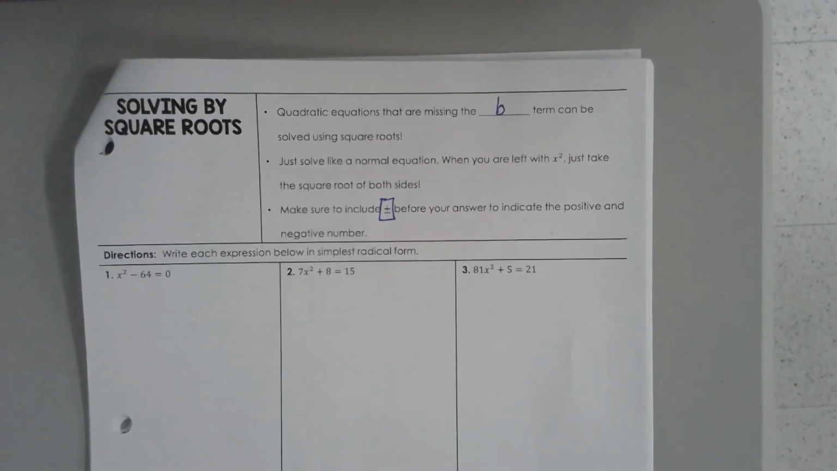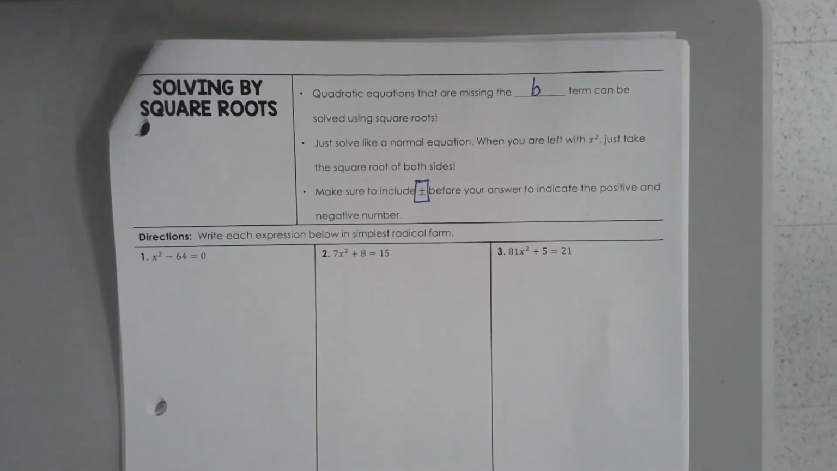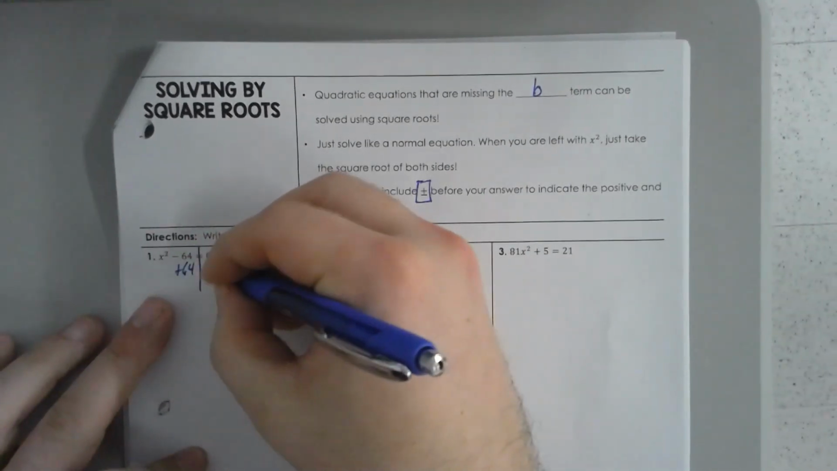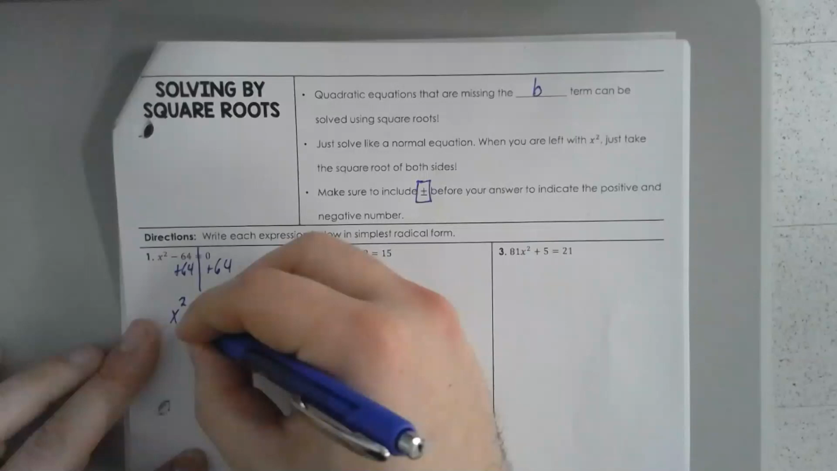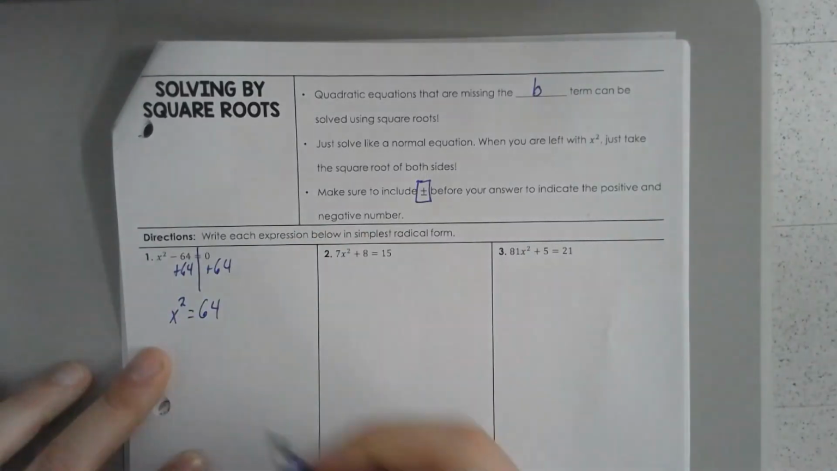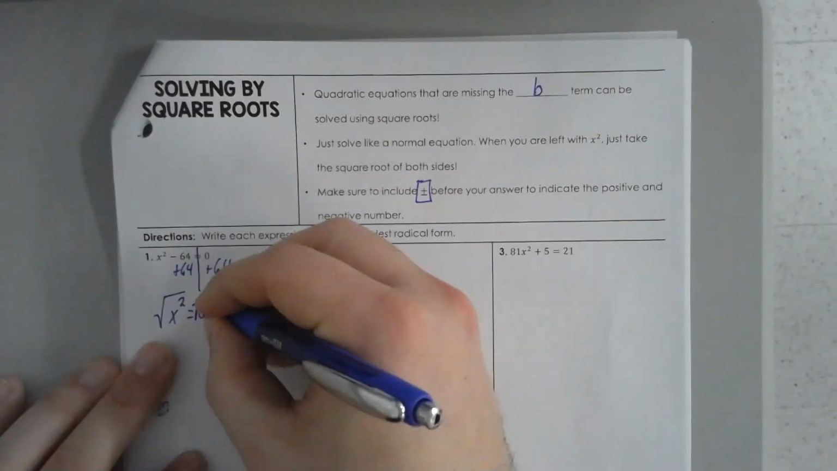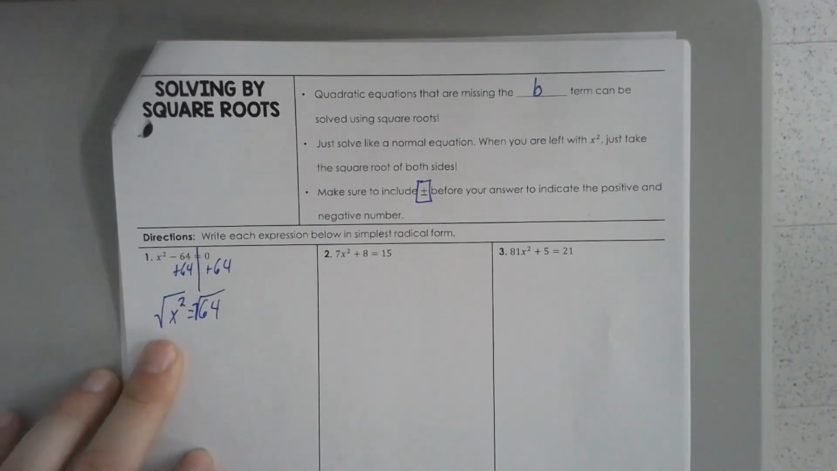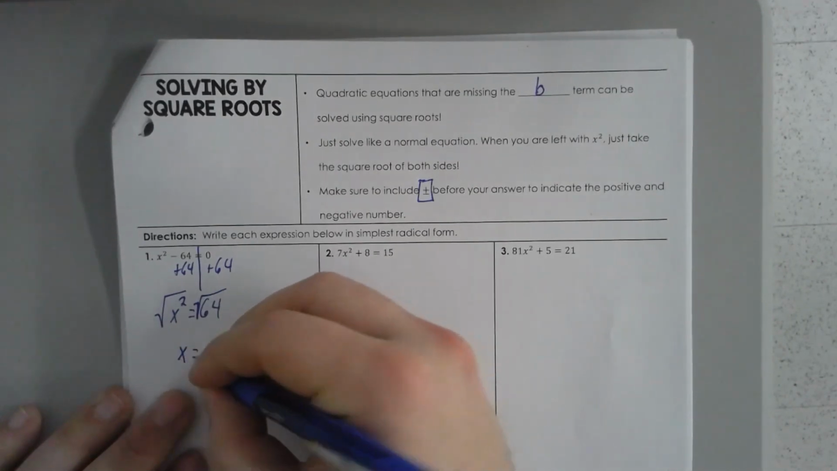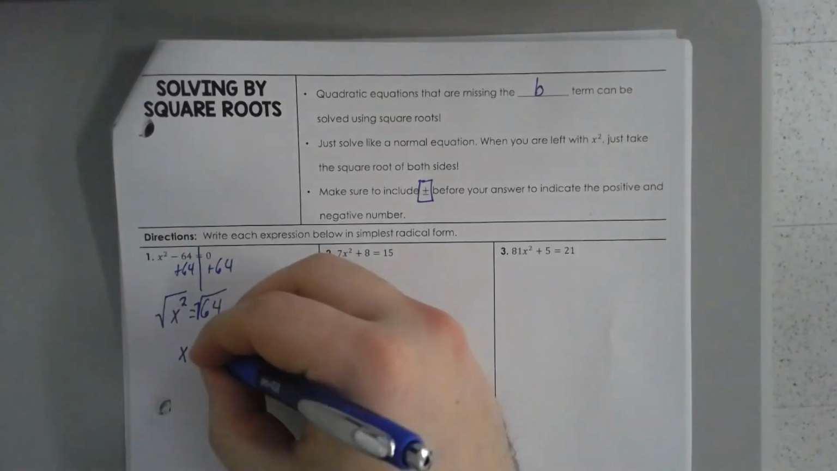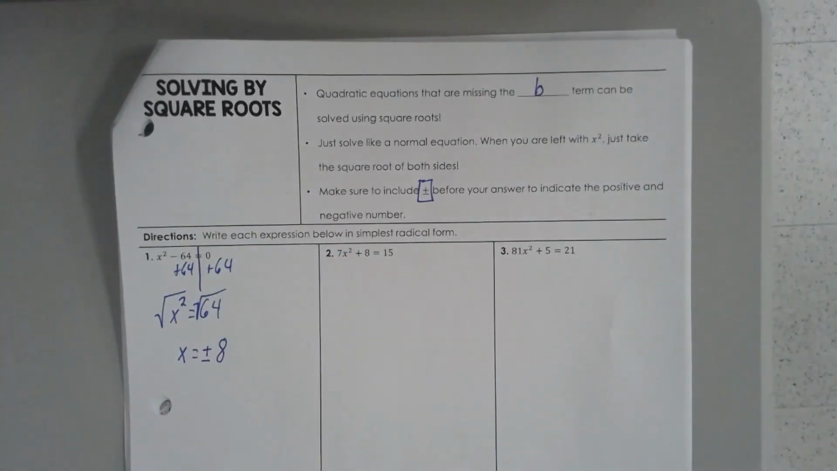So, number 1. If we're going to isolate x, what's our first step here? Add 64. Leaves us with x squared equals 64. We got to get rid of the square. Take the square root. Got to do it to both sides. 64 just so happens to be a perfect square. So x equals 8. But we're not done yet. We got to have our plus or minus here.